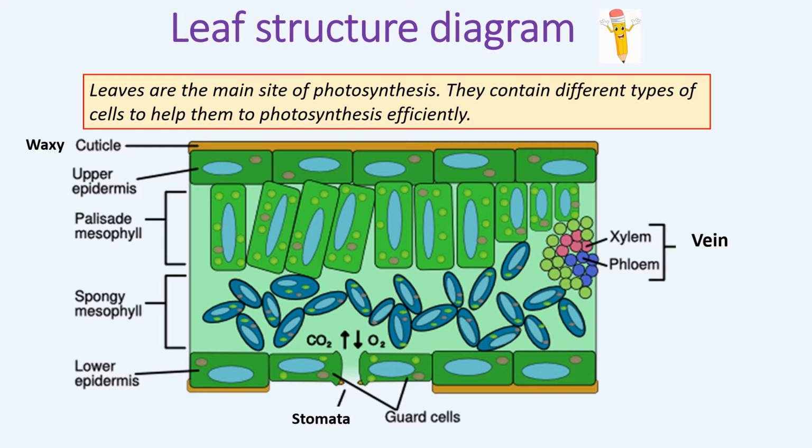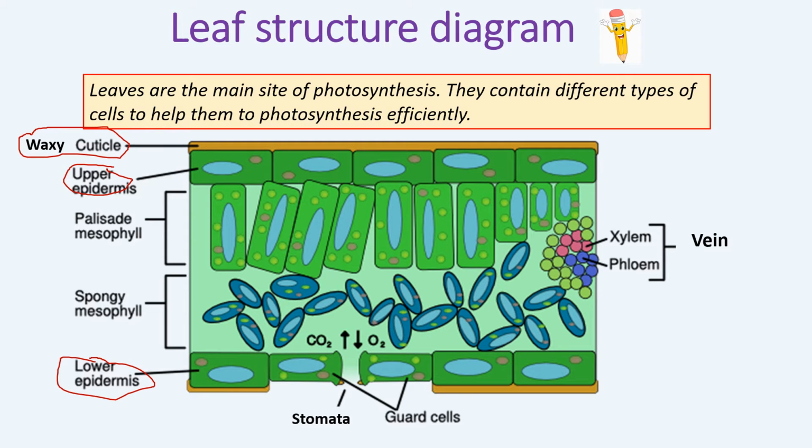So we have first of all the waxy cuticle that's found at the very top and the very bottom. And the waxy cuticle cuts down on water loss for transpiration. We then have the upper and the lower epidermis. These are transparent cells and they allow light to pass through and they're used for protection.